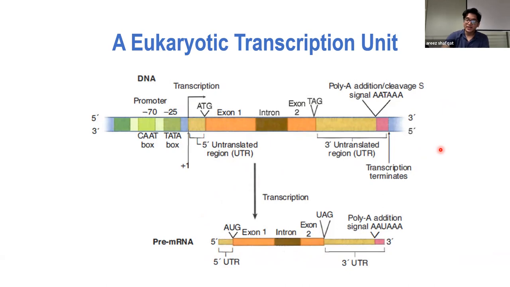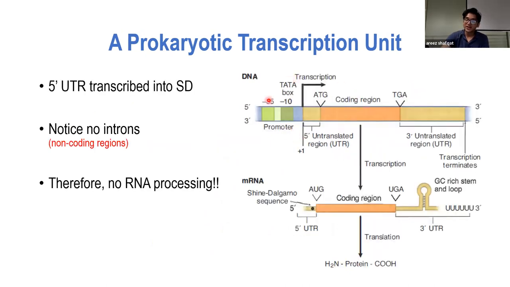Now, contrast this with the prokaryotic transcriptional unit. So check this out here. You have the promoter. It has a TATA box. As we said, these are consensus sequences found in most promoters. Now, the first difference you should see between the eukaryotic mRNA and prokaryotic mRNA is this region here, the 5' UTR. The 5' UTR of prokaryotic mRNA contains a sequence called the Shine-Dalgarno sequence or the SD sequence. This serves as the ribosomal binding site. You have to know this. This is very important.